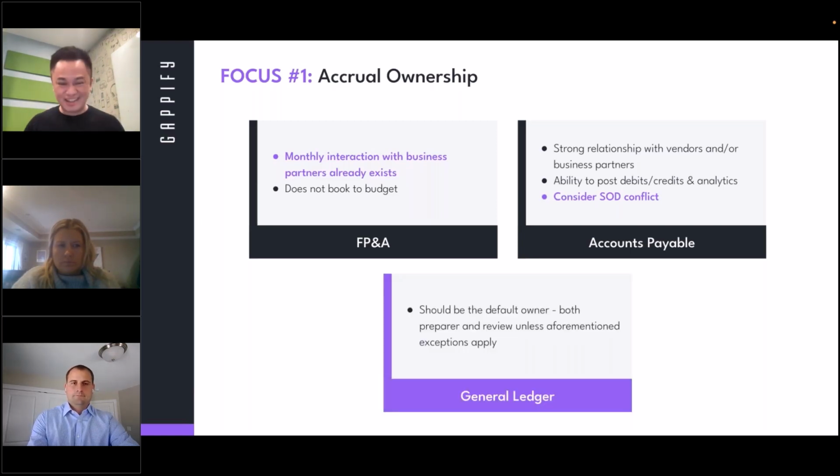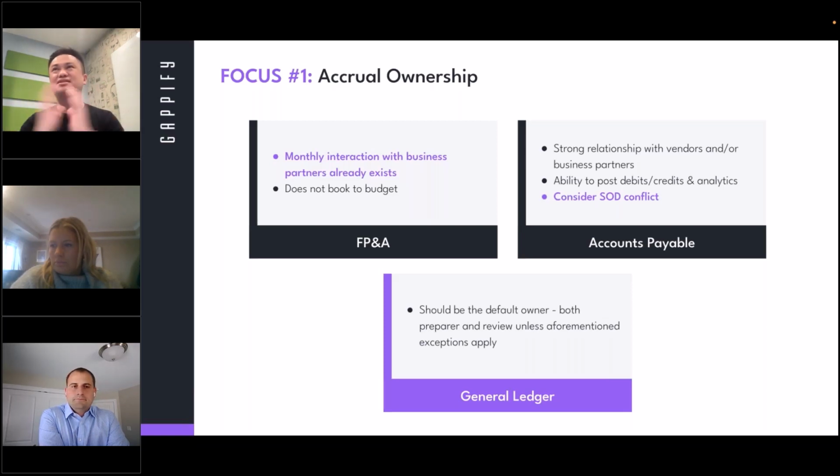But really, the home for accruals, from my perspective, and this is from years of experience and talking to a lot of different customers and controllers, is that general ledger should be the default, right? Unless you have good reasons to go with FP&A, or you have good reasons to go with accounts payable, general ledger is really a good cornerstone for collecting data from the business, having the discipline and the expertise to know where debits and credits go.